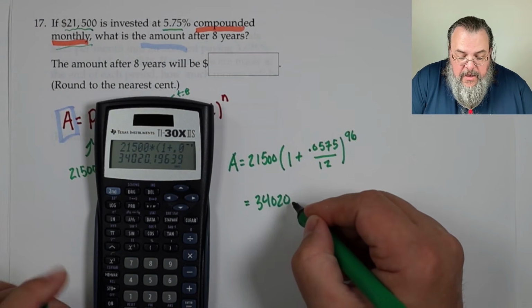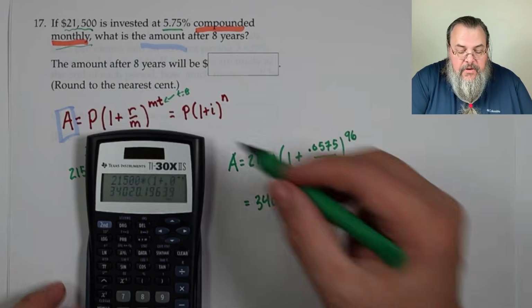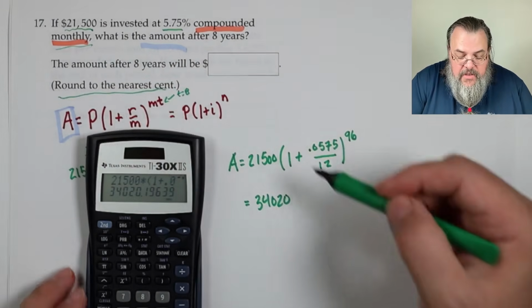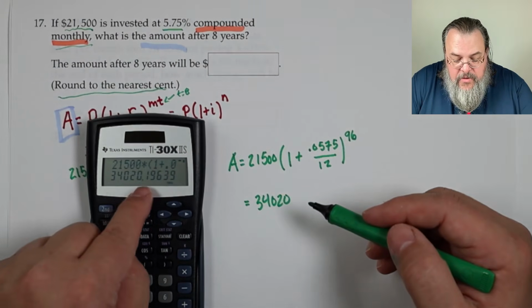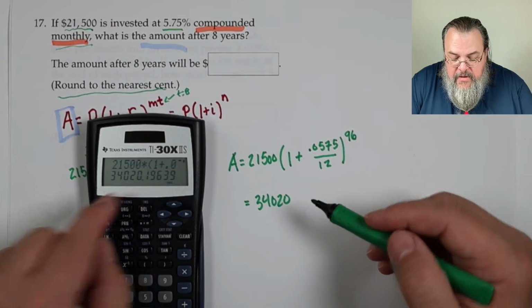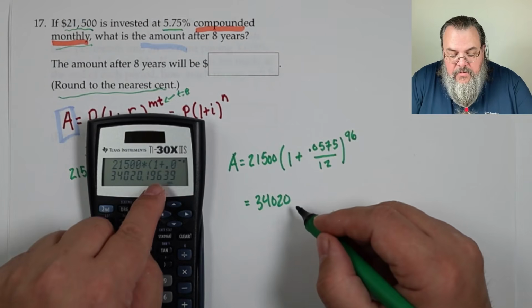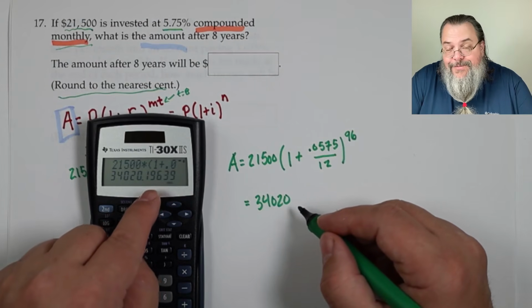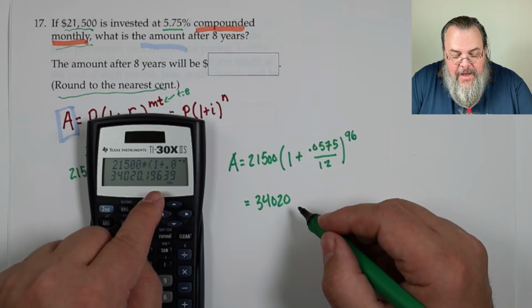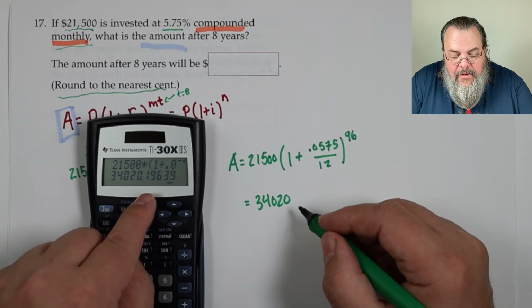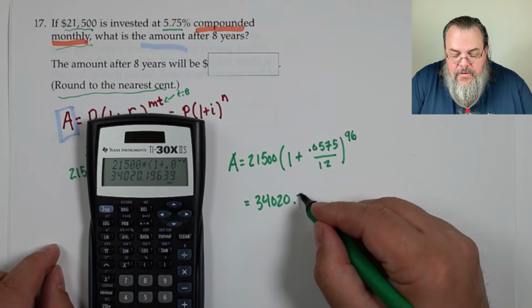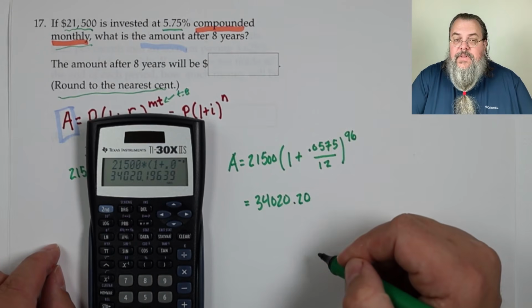$34,020. And now remember, how are we rounding? Round to the nearest cent. So we have to go 2 digits past the decimal, 0.196. If you round up, because 6 is bigger than the halfway point, that says round up to the next penny, which would take us to 20 cents.